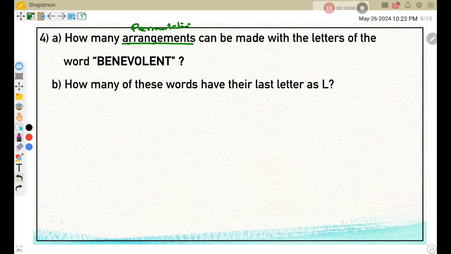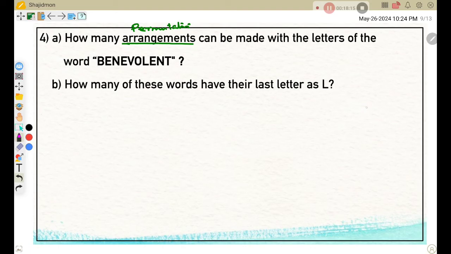First of all, we need to identify the letters. Then the second part of the question: how many of these words have their last letter as L? Like that, how many words can we create. So let me start the question.